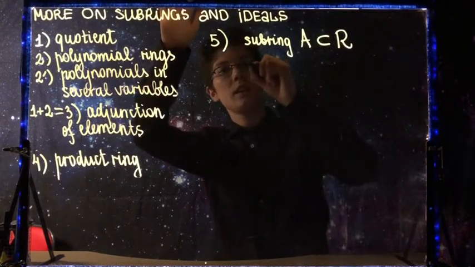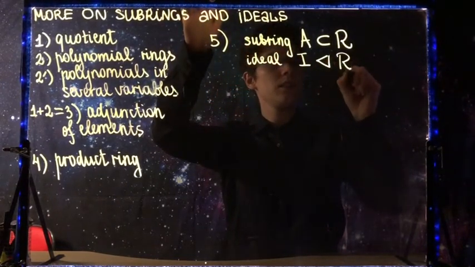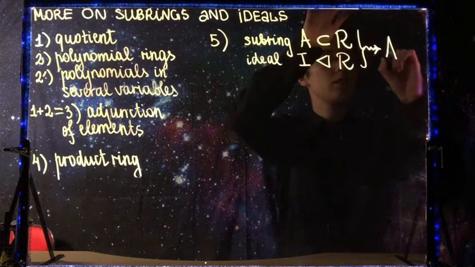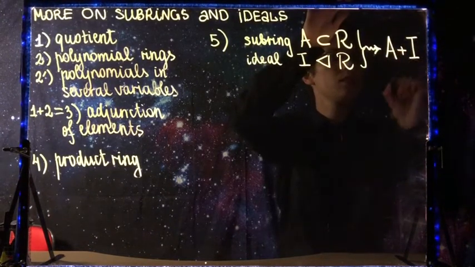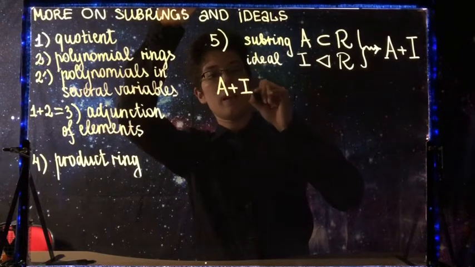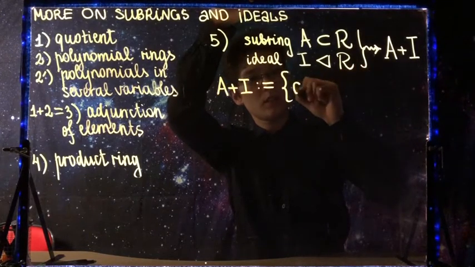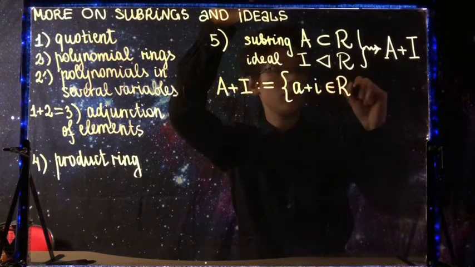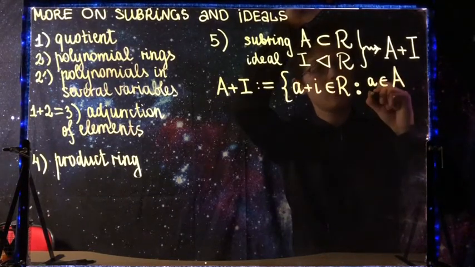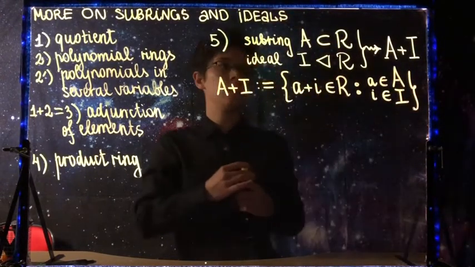In fact, yes. If we have an ideal I inside of R, then we can construct a new subring A plus I. A plus I is a subring inside R of elements of the form a plus i, such that a is taken from the subring A and i is an element of the fixed ideal. And we can prove that this is indeed a subring.